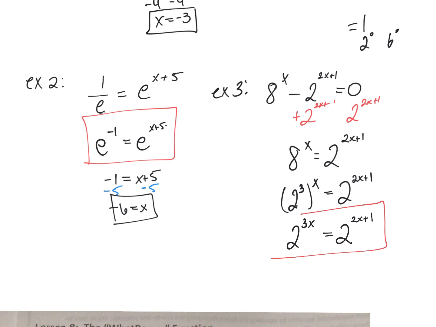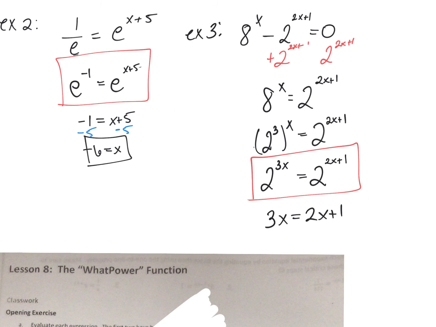That's the critical step. If you're skipping from here to the equation, you're going to get points marked off for not having the critical step included. Okay? I want to see you simplify the exponents, multiply, use your properties properly. So now I can write the equation 3x equals 2x plus 1. And we can subtract 2x. And x is equal to 1.